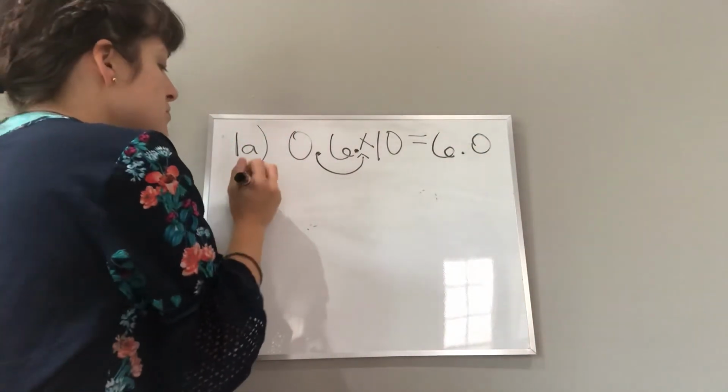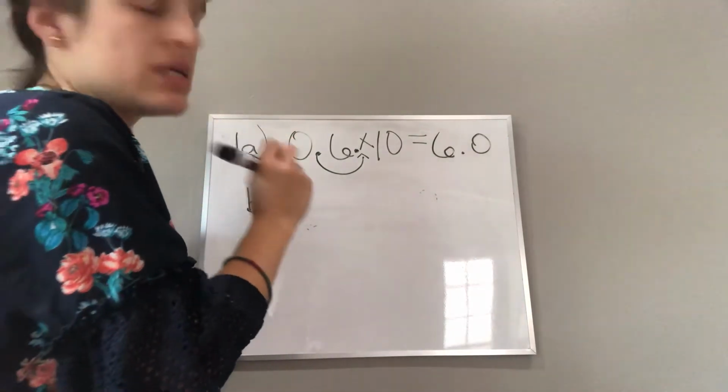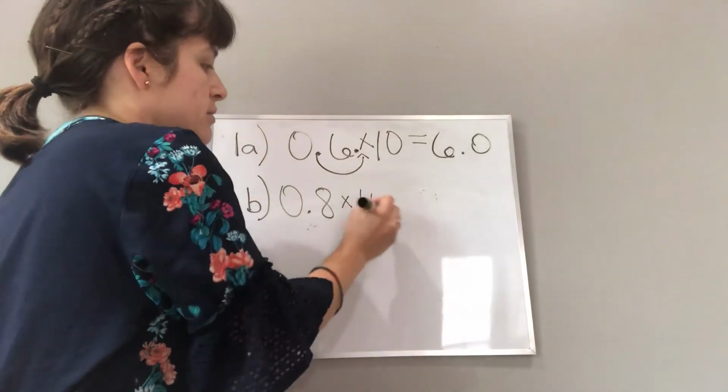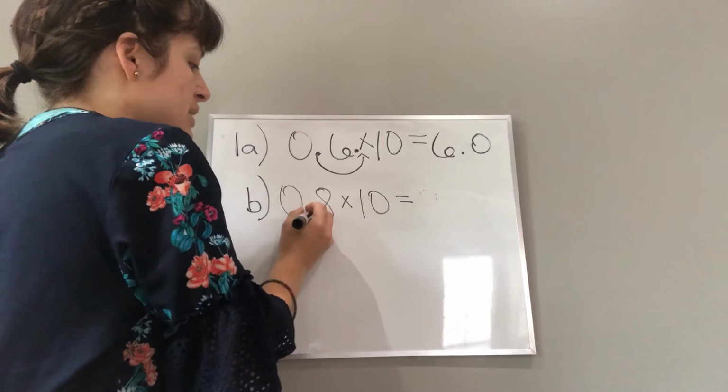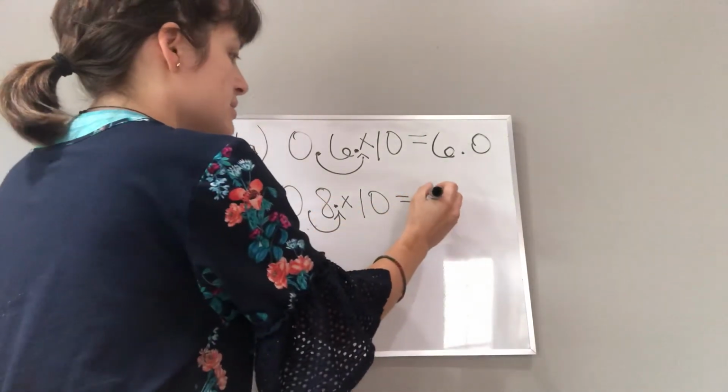Okay, let's do B. It is 8 tenths times 10. I move the decimal place one place value to the right, I get 8.0.